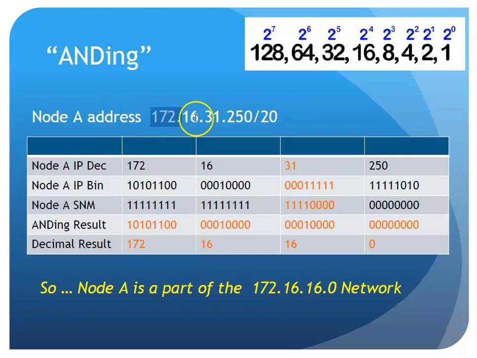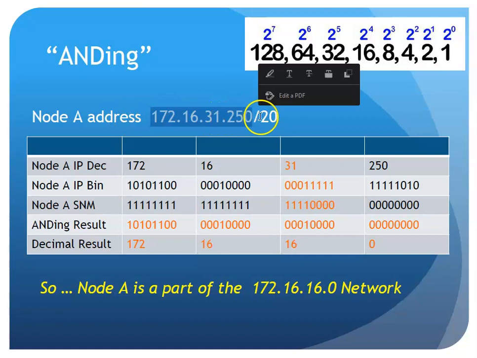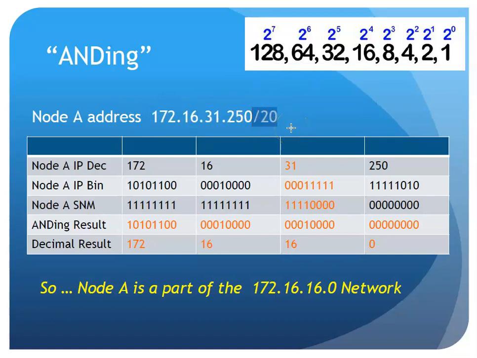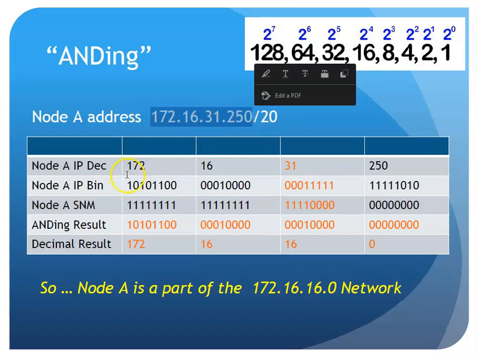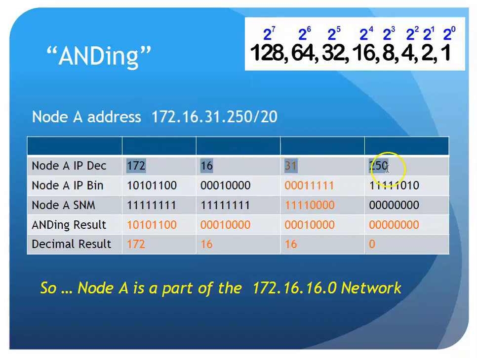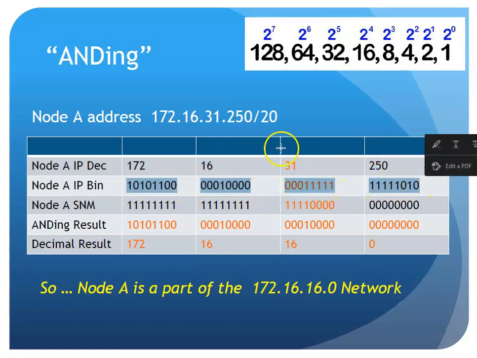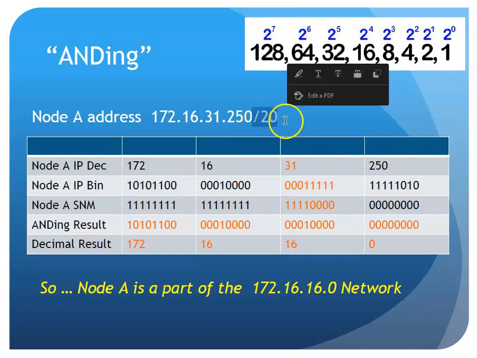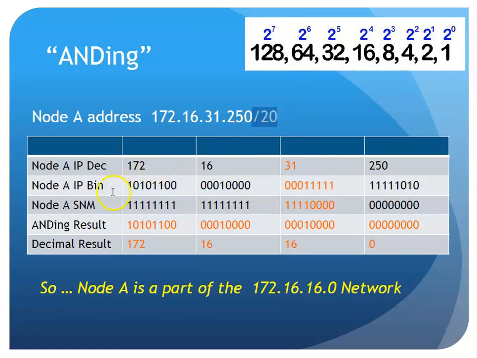So node A, here's its IP address and the subnet mask. Now, the subnet mask is written as a CIDR notation. The /20 here lets us know there's 20 bits in the network and subnet piece. That's all that means. So let's take the 172.16.31.250. If I write that out in binary, here it is. There is 31.250. The /20 here is the subnet mask written as a bit count.